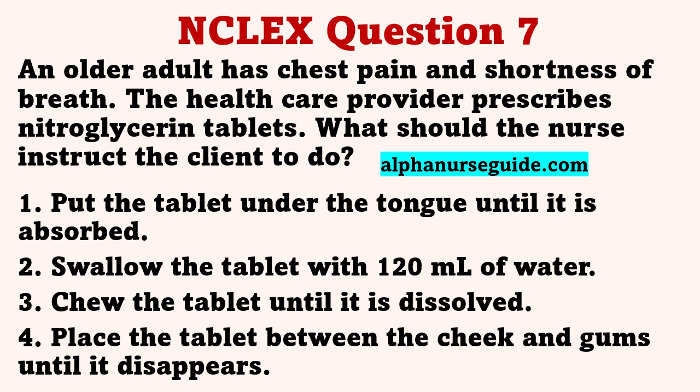The correct answer is 1. Put the tablet under the tongue until it is absorbed. The client is having symptoms of a myocardial infarction. The first action is to prevent platelet formation and block prostaglandin synthesis. The client should place the tablet under the tongue and wait until it is absorbed. Nitroglycerin tablets are not effective if chewed, swallowed, or placed between the cheek and gums.